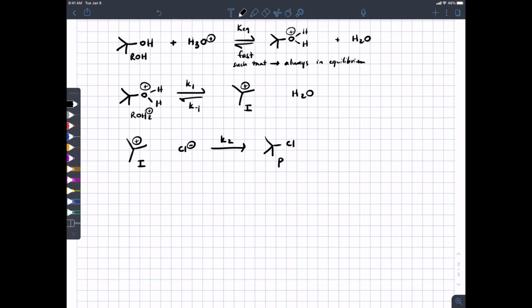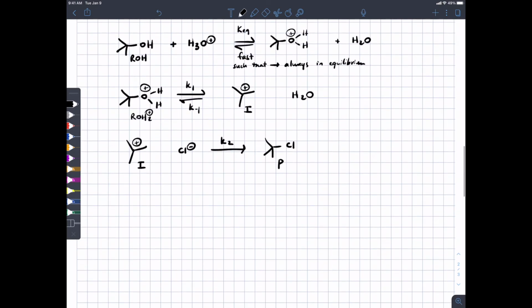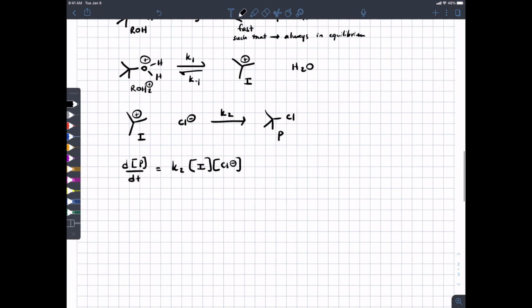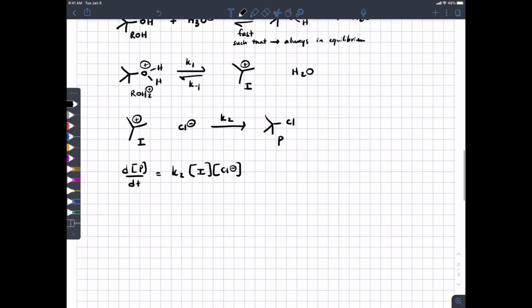All right, so let's figure out how to deal with this reaction. First, let's set it up as we have in the past. We'll say that the appearance of product is equal to some rate constant K2 times the concentration of intermediate I times the concentration of chloride. Okay, fair enough, but we don't know the concentration of I.